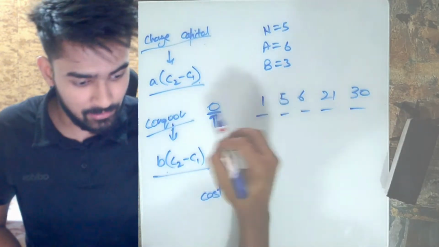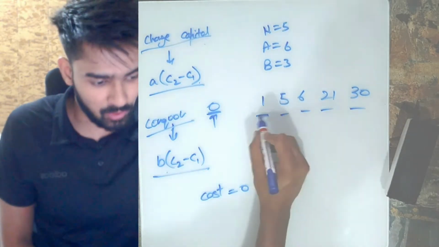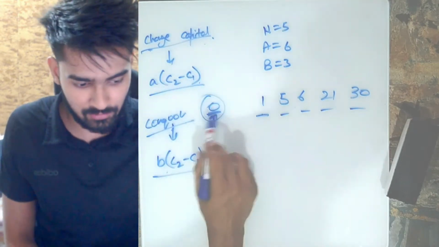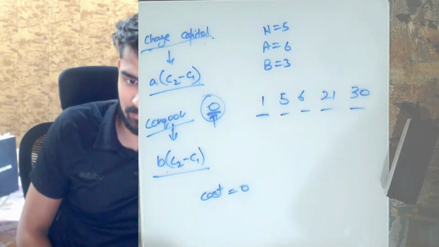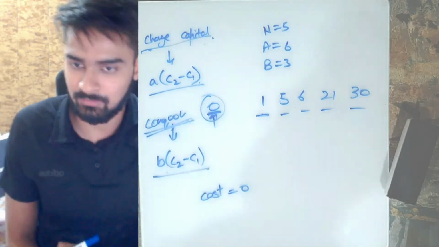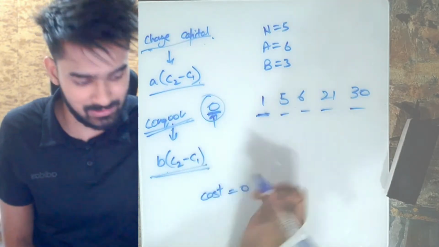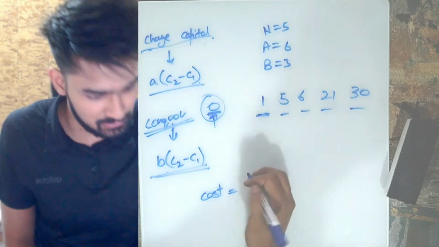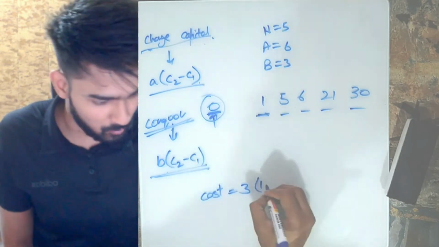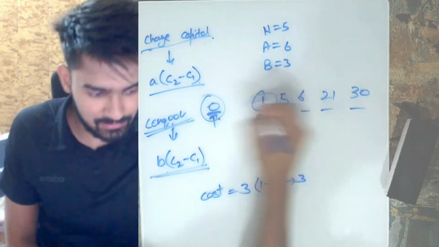Now, in order to move to the very first city, you need to conquer this, because you cannot change capital before conquering, and your only conquered city is 0. So the very first operation has to be conquer. In order to conquer, your cost will be b times c2 minus c1. What is b? B right now is 3. C2 is 1, c1 is 0. 1 minus 0, which is 3. Now this is conquered and this is also conquered.